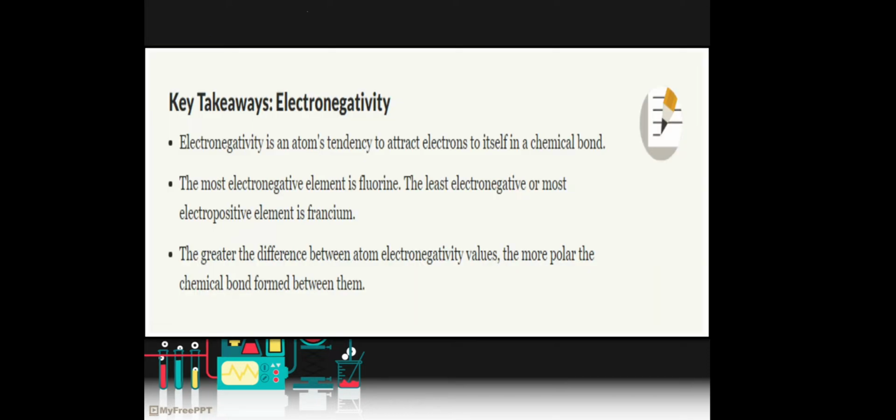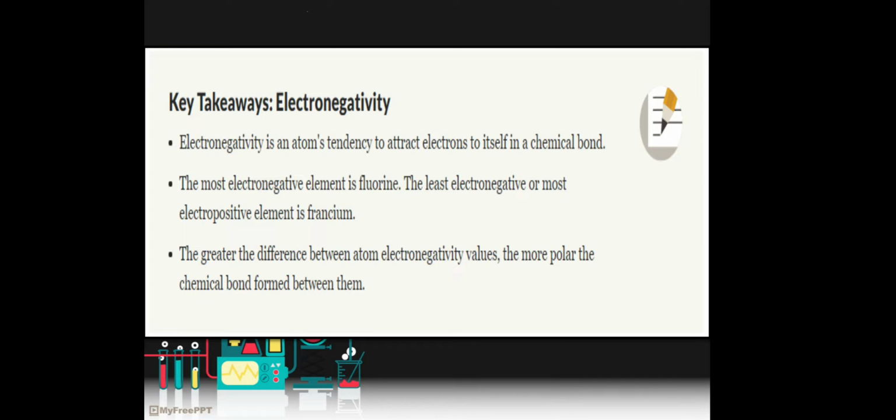So let's proceed. There are key terms, or other important things, that we need to know in electronegativity. Electronegativity is an atom's tendency to attract electrons to itself in a chemical bond. Like I've said, there are elements that have the power to attract the other elements. The most electronegative element is fluorine, and the least electronegative, or most electropositive, element is francium. Again, among the elements in the periodic table, the most electronegative element is fluorine.